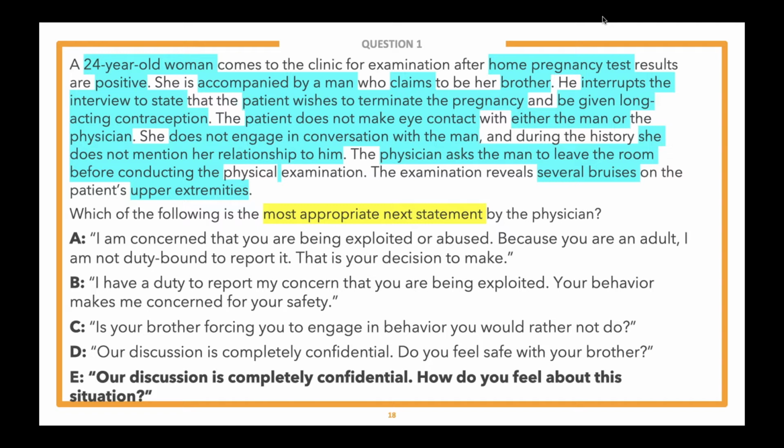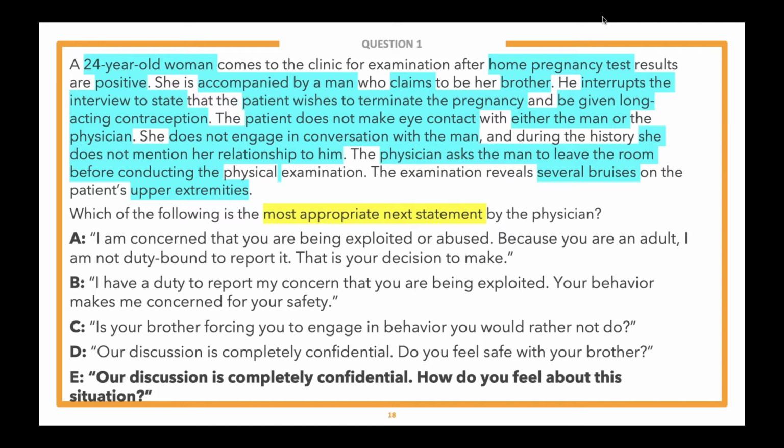The other thing here is the man is claiming to be her brother, okay? So it's possible that this patient has been coerced into attending this appointment, okay? So there's a few things. One, the physician should ask the man to leave the room, which he did. And then the physician should assure the patient of complete confidentiality, okay, which is what is said in answer choice E. Our discussion is completely confidential. And then he asked an open-ended question, okay? So the physician asked an open-ended question: how do you feel about the situation?